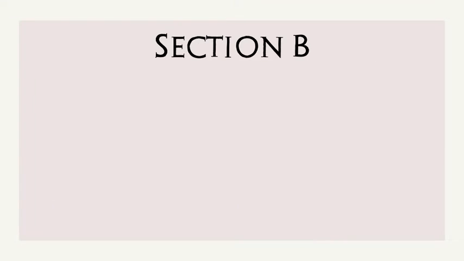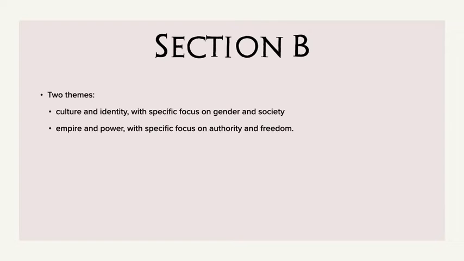So Section B, as it's called, Section A is the set topics based on what you're studying in class, has two main themes. The first main theme, which is the one we're doing, is culture and identity, focused on gender and society. And the second one is empire and power, focusing on authority and freedom. I'm not preparing you guys for this because it's not my area of expertise or interest, but if you want to have a look at it yourself, you're more than welcome to. And you need to decide whether you're going to look at either ancient Greece or ancient Rome.